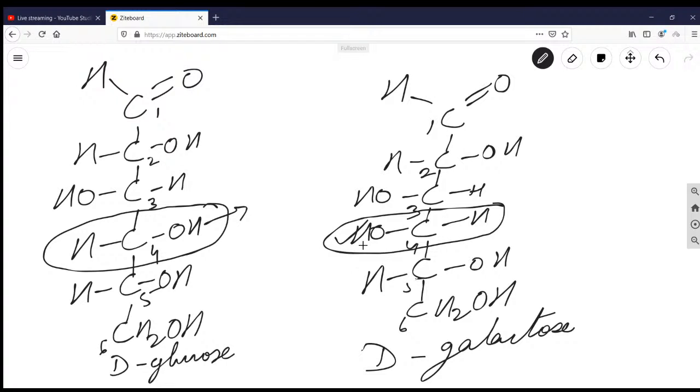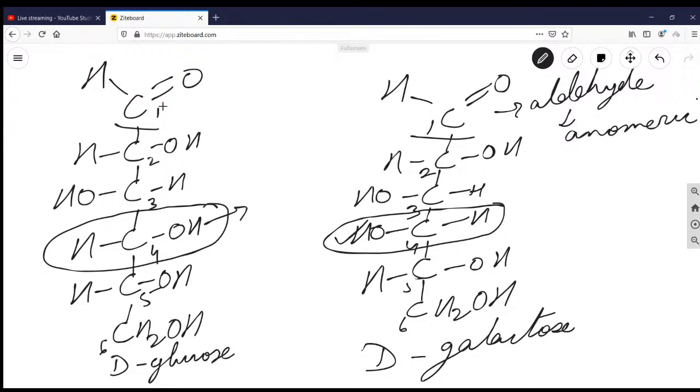So if you have opposite placement of the groups attached to the central carbon at any carbon, except the anomeric carbon. The anomeric carbon is always the carbon to which the aldehyde or ketone or any functional group is attached. So to this carbon you have the aldehyde functional group attached. So the carbon to which the functional group is attached is known as the anomeric carbon.